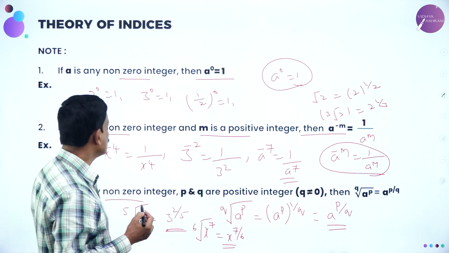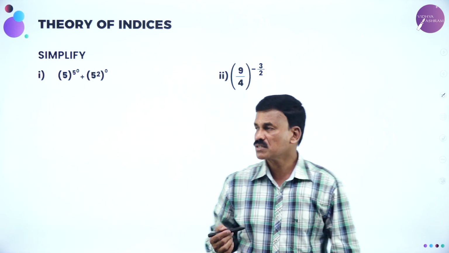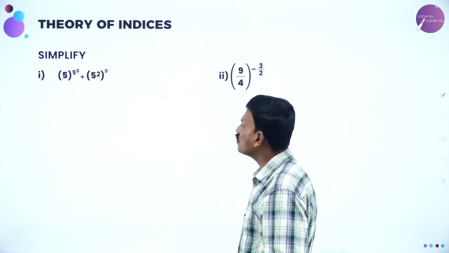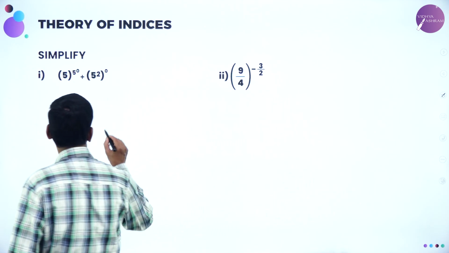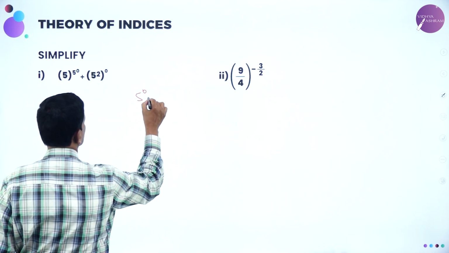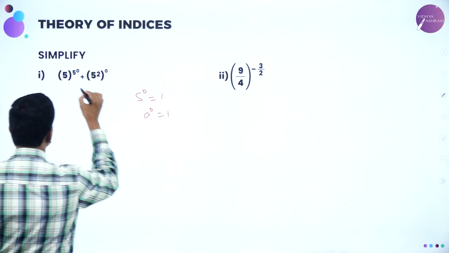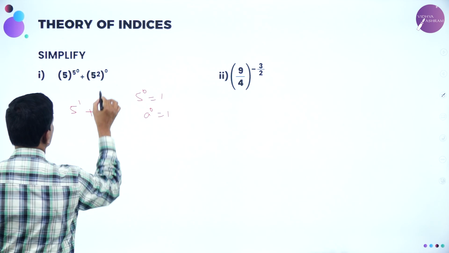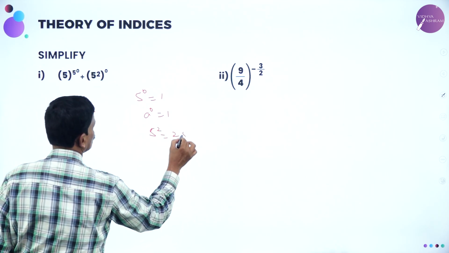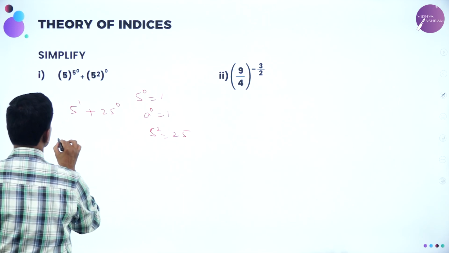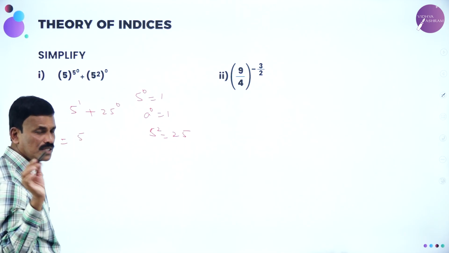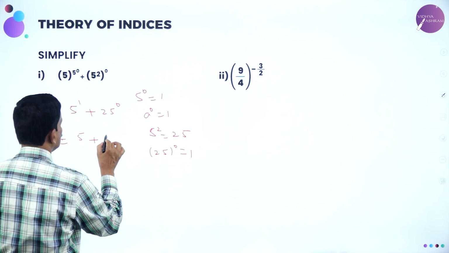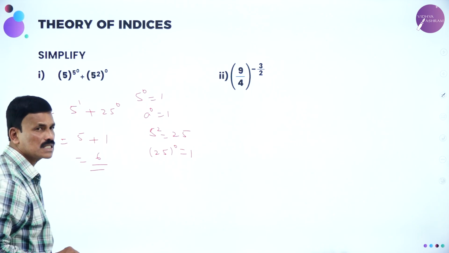Okay. Now, let us come to the next simple problems based on this. Simplify 5 to the power of 5 raised to 0 plus 5 square whole raised to 0. Very simple problem. Since we know 5 to the power of 0 is 1, because a raised to 0 is equal to 1, this can be written as 5 to the power of 1 plus 25 to the power of 0. 5 to the power of 1 is 5, plus 25 to the power of 0 is always equal to 1. So 5 plus 1 is equal to 6, the required answer.